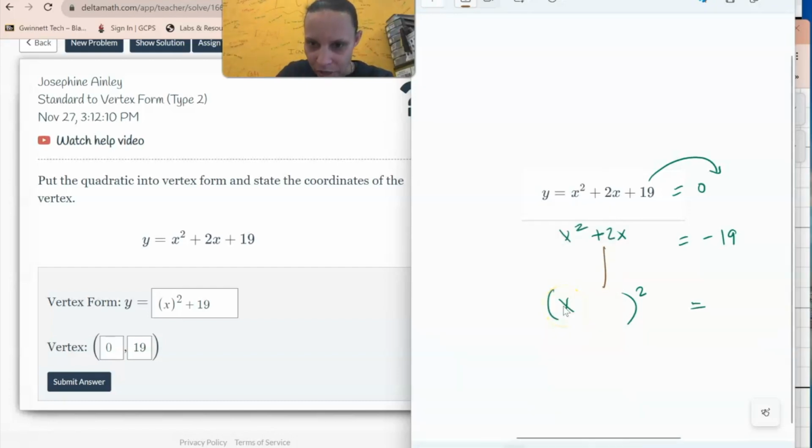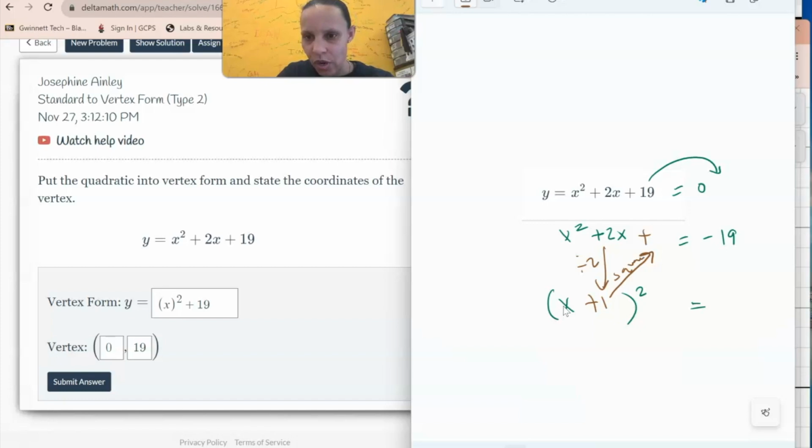What's the 3-step process? Divide by 2, which is 2 divided by 2 is 1. So this is +1. Take that answer, square it, put it right here. 1 times 1 is 1. Then my last step is multiply, and apply to the other side. 1 times 1 is 1.